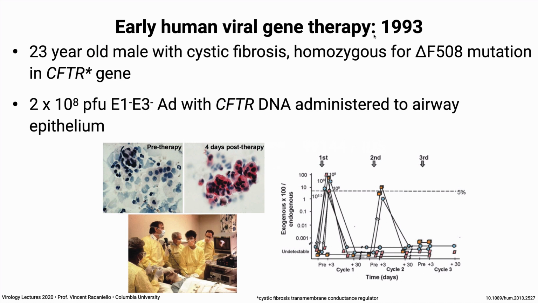Early human viral gene therapy. One of the first trials, 1993, for cystic fibrosis. This is a disease where you have mutations in the cystic fibrosis transmembrane conductance regulator that predisposes to serious respiratory infections. So this was a male who was homozygous for a deletion or mutation in this gene, and he was given an adenovirus, E1, E3 deleted, so an early version, containing the wild-type gene, 2 times 10 to the 8th PFU, and this was administered in the airway.